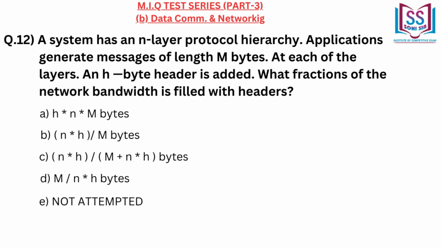An h-byte header is added. What fraction of the network bandwidth is filled with headers? A. h into n into m bytes. B. n into h divided by m bytes. C. n into h divided by m plus n into h bytes. D. m divided by n into h bytes.